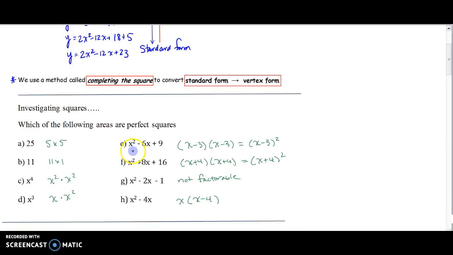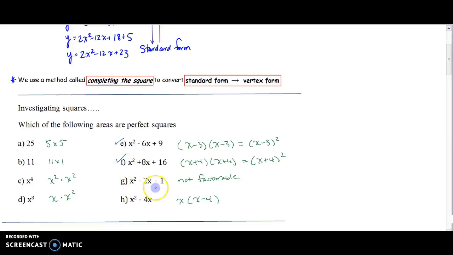So in a quadratic, what makes it a perfect square? If I can factor it and make two identical factors. Two numbers that multiply to give 9 and add to give -6 are -3 and -3, which we can write as a product of two identical factors, the square of the two factors. Same thing with this one, x plus 4 by x plus 4. So these two are square trinomials.